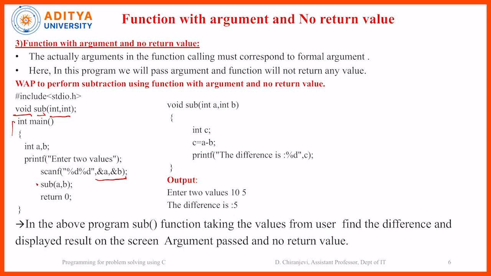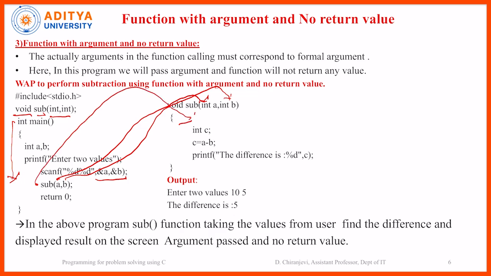So program execution comes like this. When it reaches this function call, the value of a will be passed to int a in the definition and the value of b will be passed to int b. When the function is called, control goes from this line to the definition. Now c equal to a minus b will be performed. The user gave a as 10 and b as 5, so subtraction will be done and 5 will be stored in c. Since this function has no return type, you can display the c value here. So in printf I have displayed the c value. That's why the output is: the difference is 5.